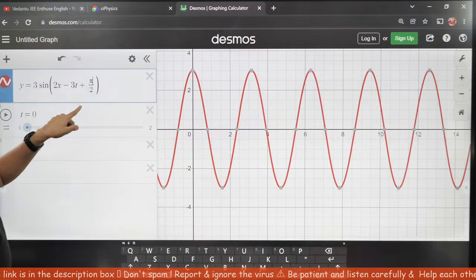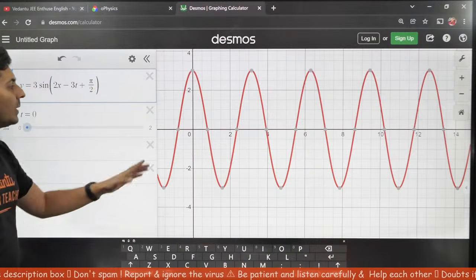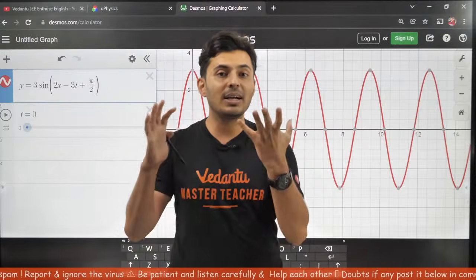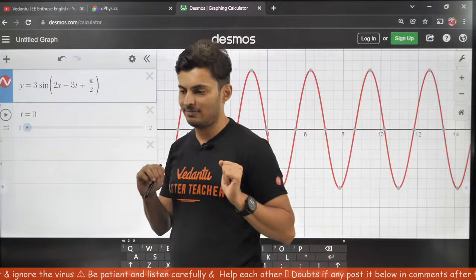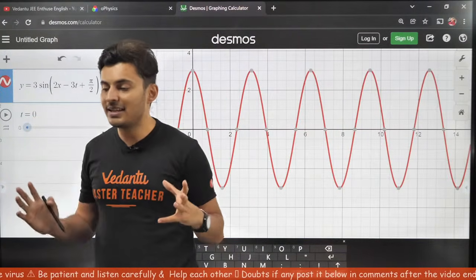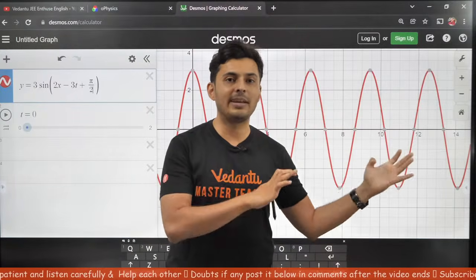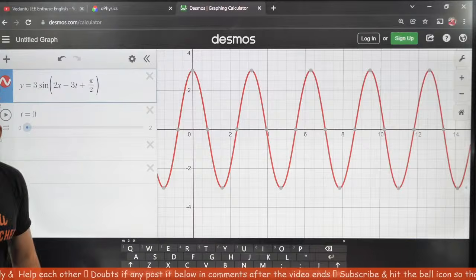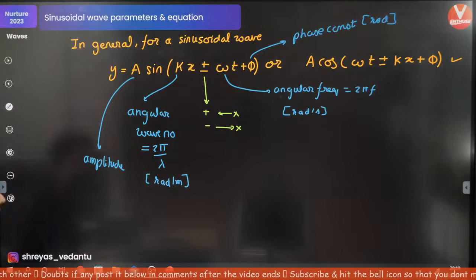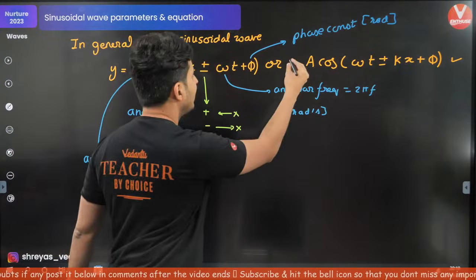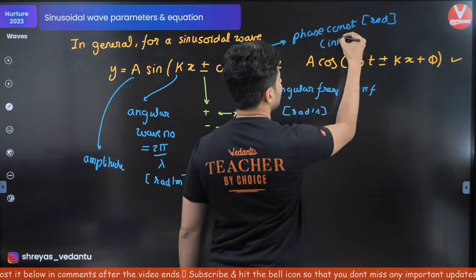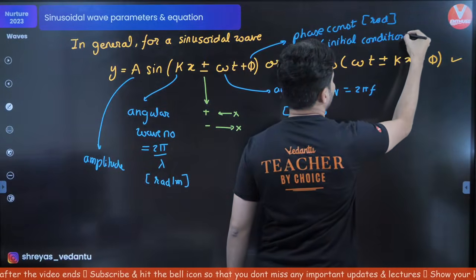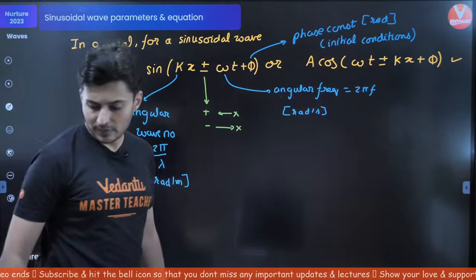So what exactly is this number doing? It's shifting the graph left or right initially. So it tells you the initial condition of the wave. It's just basically telling you where the wave was initially. That's all. Nothing else. Got it? So that's why it is called a phase constant. So I'll just mention over here, it sets the initial conditions of the wave. Perfecto.